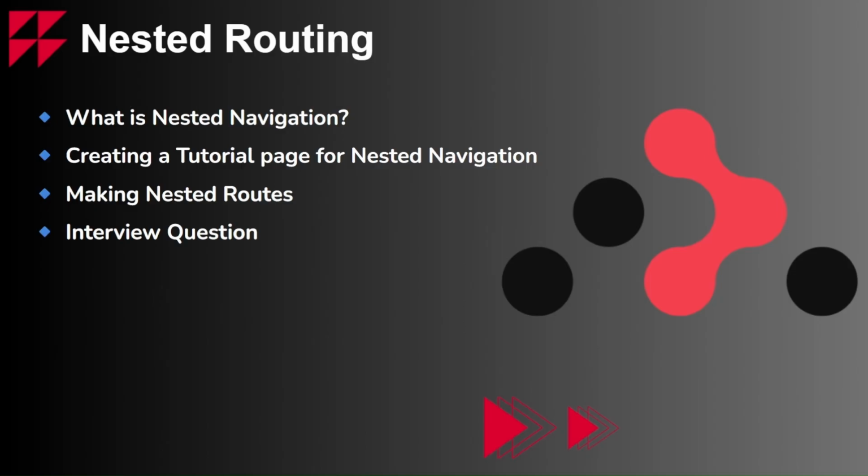Nested navigation or nested routing is basically this: if you have a parent page and inside that you have a child page, then in the URL you show both the page names. So that is what is called nested navigation or nested routing. In the next step, we created a tutorial page for nested navigation, and we made the nested routes for the child components also.